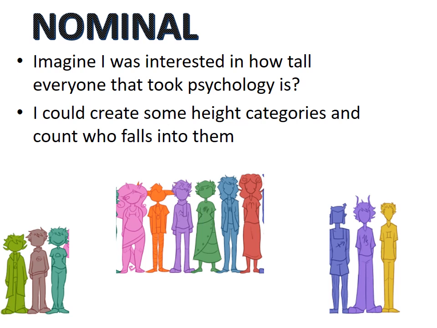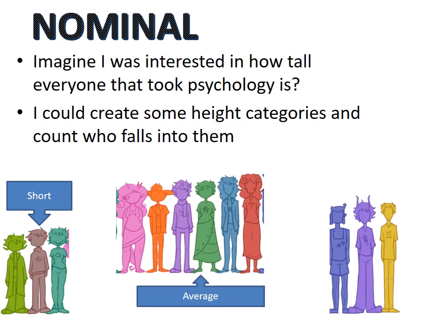I'll give you an example. If I was interested to find out how tall everyone who takes psychology is, I could create categories and say, right, you lot are all short, so I'll put you in the short category. You lot are about average, so I'll put you in the average category, and you lot are tall. And then when I'm working out the average, I can't get a mean of these categories. So I have to just count who has fallen into the categories. And look, oh, there's 6 people in the average category. Therefore, the average would be average.